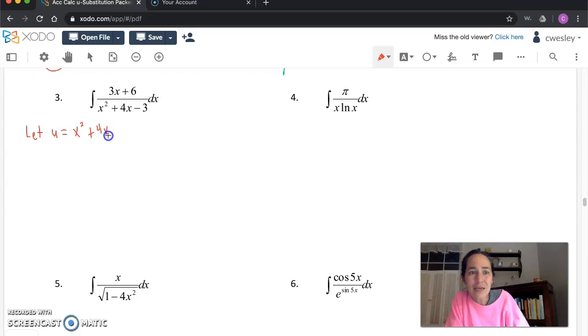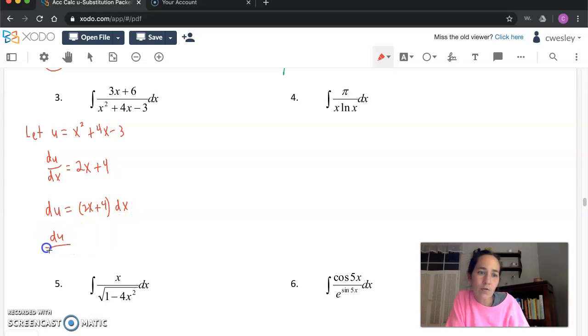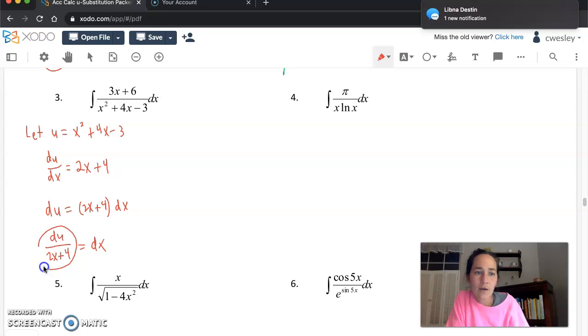And its derivative maybe sort of semi-appears, but at least I know the power of its derivative also appears, so we might get lucky and get something to cancel. So du dx, let's do some side work, differentiating. Take a derivative: 2x plus 4. Kind of related to 3x plus 6. It's not exactly the same thing, but they are associated with one another. Let's see how. So du equals 2x plus 4 dx. And du over that binomial, if you want to take it that far, equals dx.